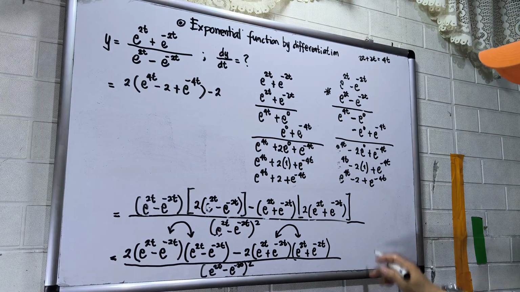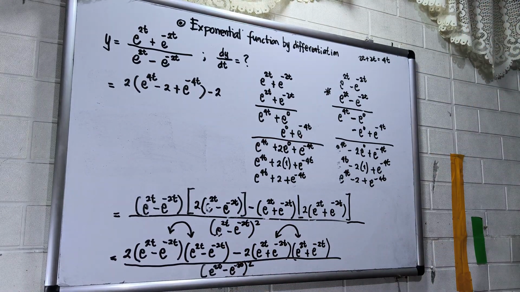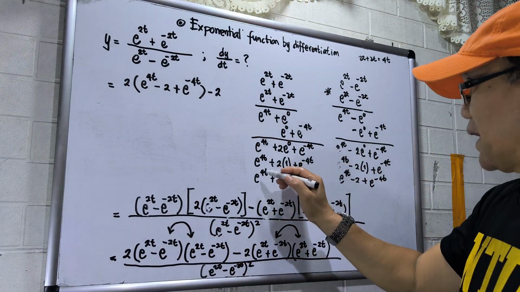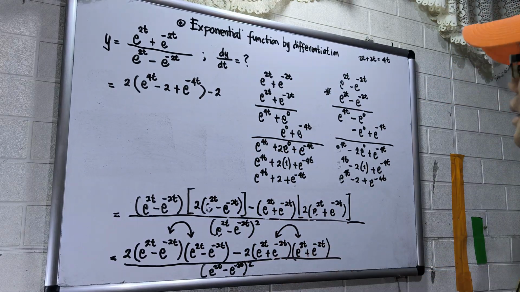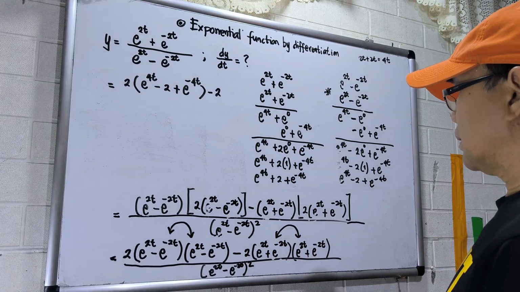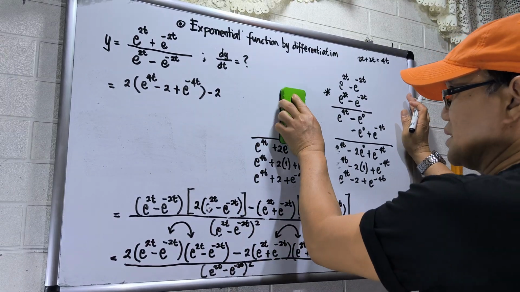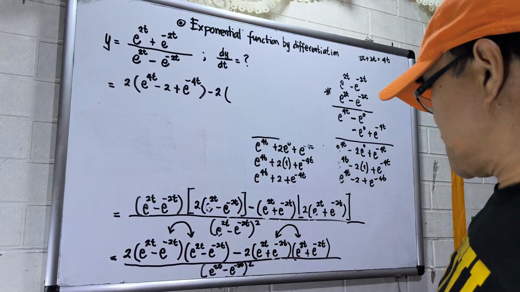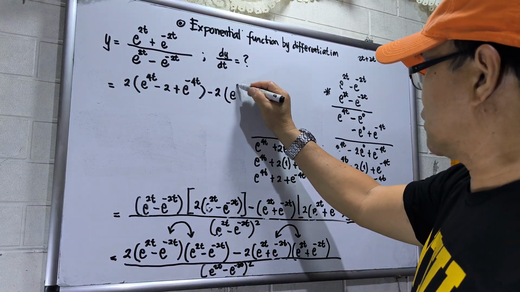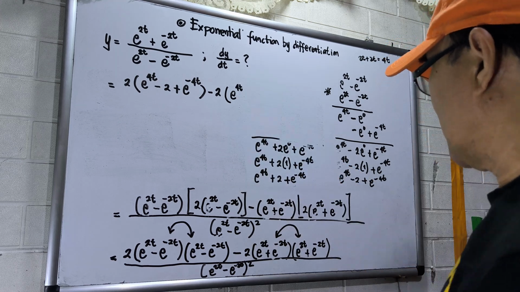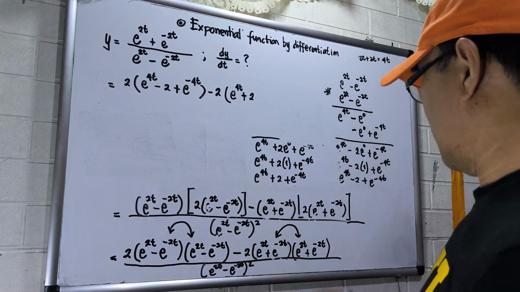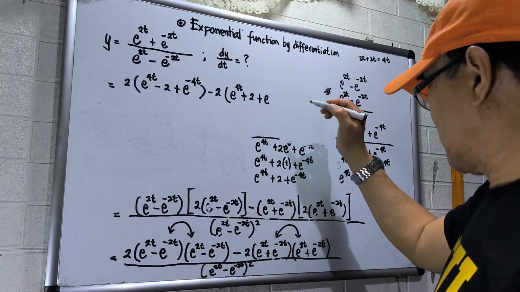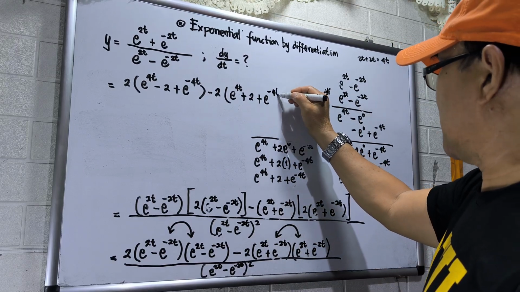Okay? So, this is the product of this one. I mean this one. Okay? So, allow me to erase this one. So, I'll just plug in here. So, the product is e to the 4t, then plus 2, then plus e to the negative 4t.